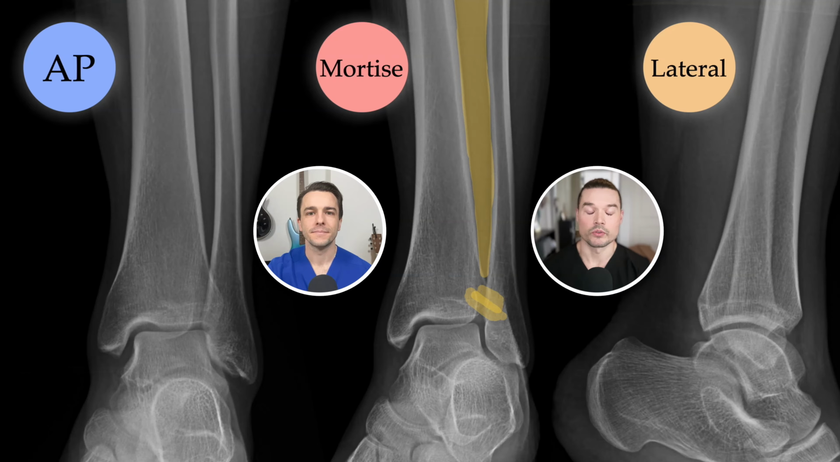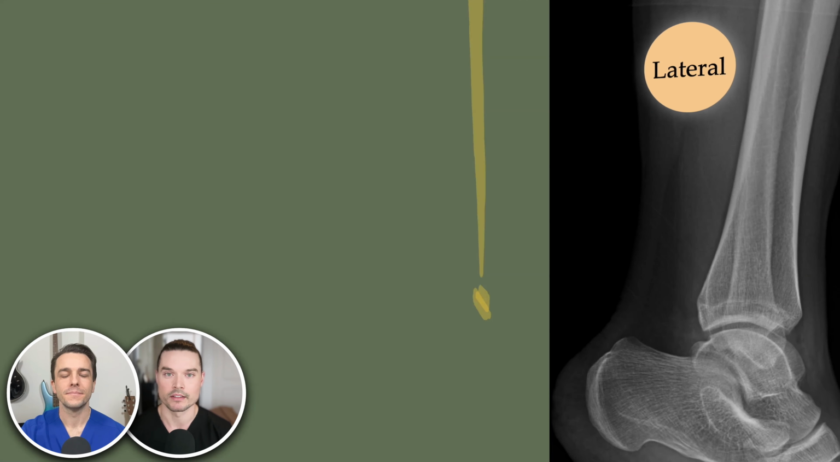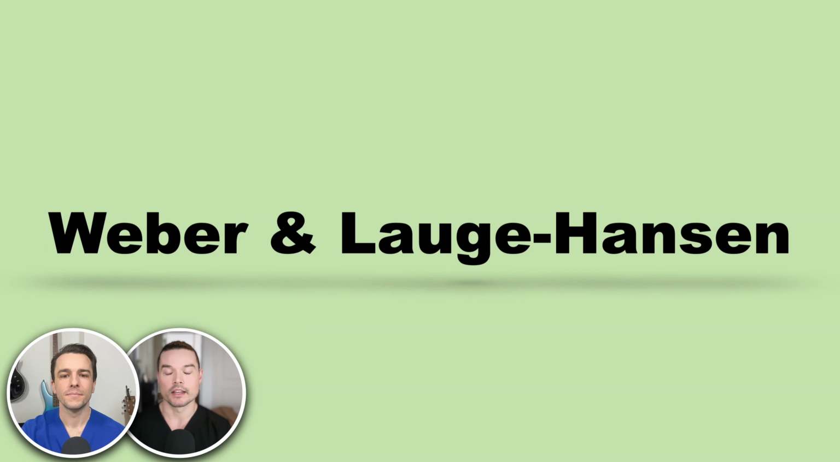Okay, so now let's get into the bulk of what today's lecture is going to be about, and that is the Weber classification and the Lauge-Hansen classification. These two kind of go hand in hand. Absolutely. And when we think about Weber, we think about fracture or ligament disruption, and Lauge-Hansen, we're thinking about the mechanism of injury. And again, like Dr. Cook said, they go hand in hand. Hopefully this makes it a little bit less confusing and a little bit easier for you guys to remember. So let's get into it.